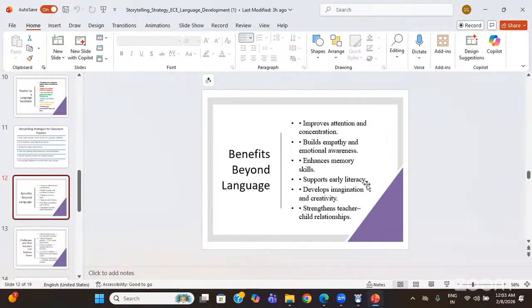And then early literacy, that is how they learn new words, how to spell a word, everything develops. It develops imagination, creativity, and strengthens teacher-child relationships, which is very, very important. That emotional bonding. When you sit in a chair and the children sit on benches, it won't make any difference. Make the children sit in a semicircle on the floor, and you sit in front of them at a low-level table. This will make a great difference. The emotional bonding will be there between you and the children.